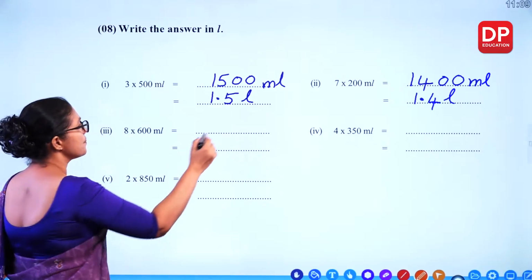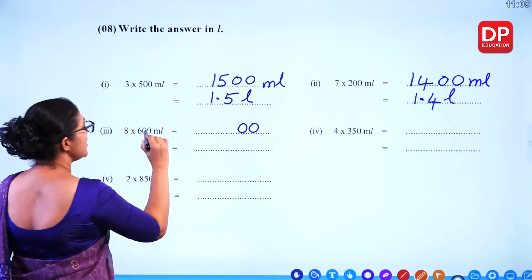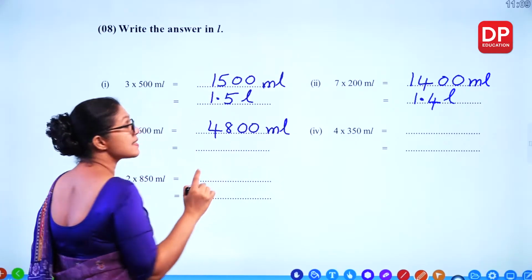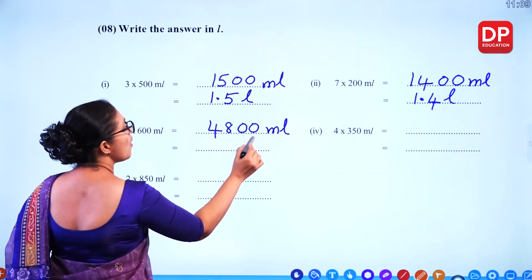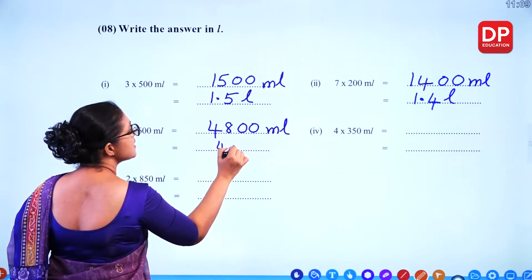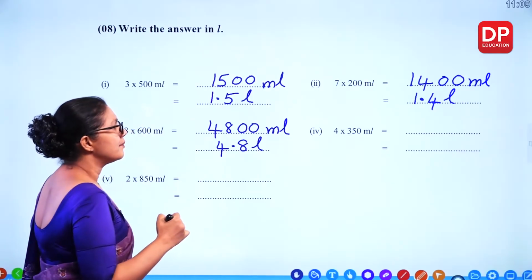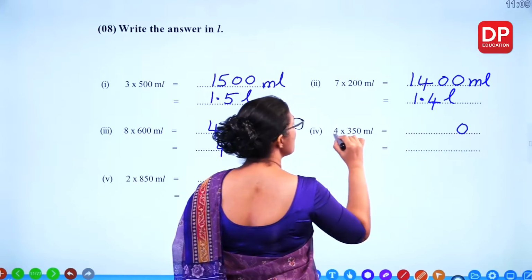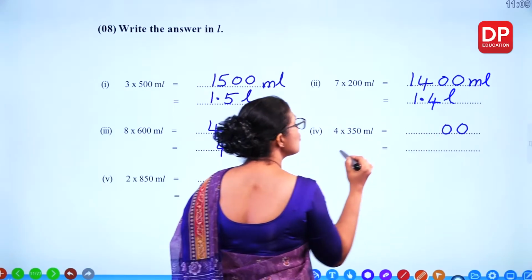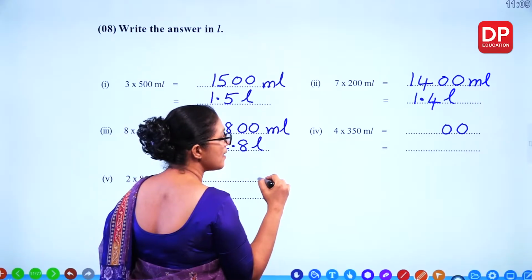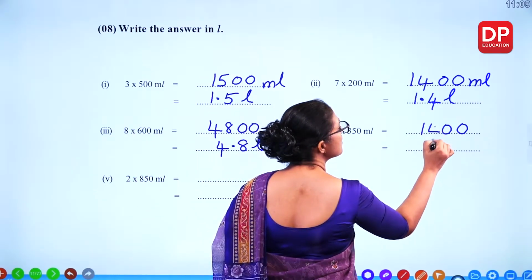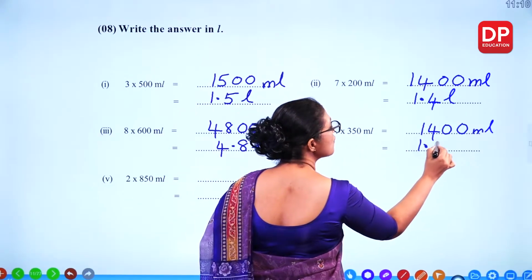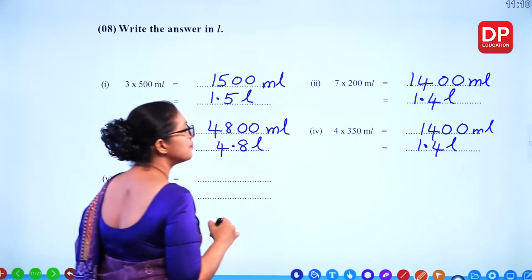Look at this one. Multiply by 8 first. 8 times 6, 48. 4800 milliliters. Divide by 1000. 1, 2, 3. 4.8 liters are there. This one multiplied by 4. 4 times 0, 0. 4 times 5, 20. 2 remaining. 4 times 3, 12. 12 plus 2, 14. Divide by 1000, you get 1.4 liters.